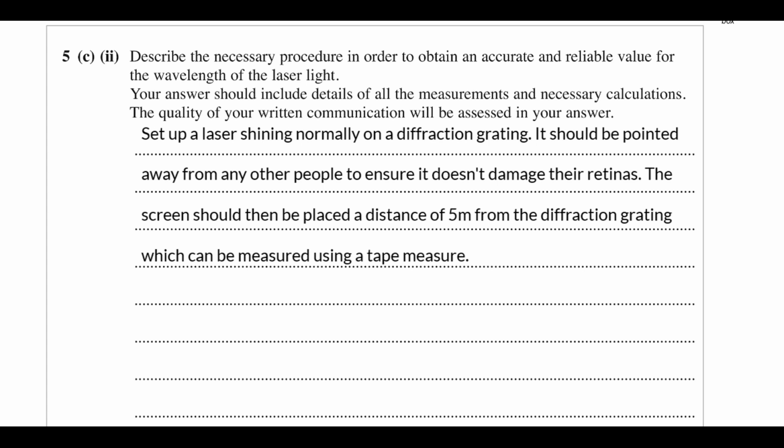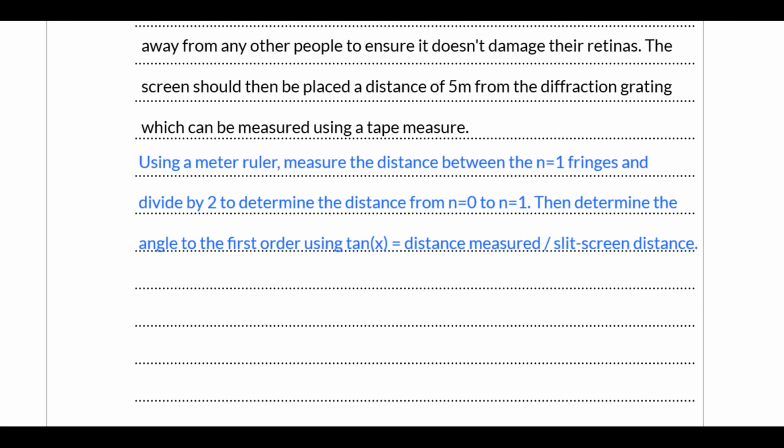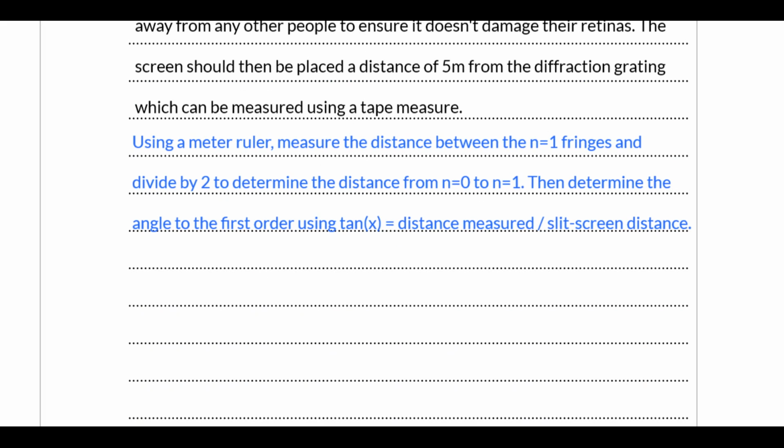Okay, so what we're going to do is measure the distance between n equals 0 and n equals 1, and we're going to do that by actually measuring 1 to 1 and dividing it by 2. And then we're going to determine the angle to the first order using a tan rule, which would allow us to work out what the angle is. So then we're going to need to find out the distance between n equals 0 and the other orders. So we're going to repeat this process for the other orders.